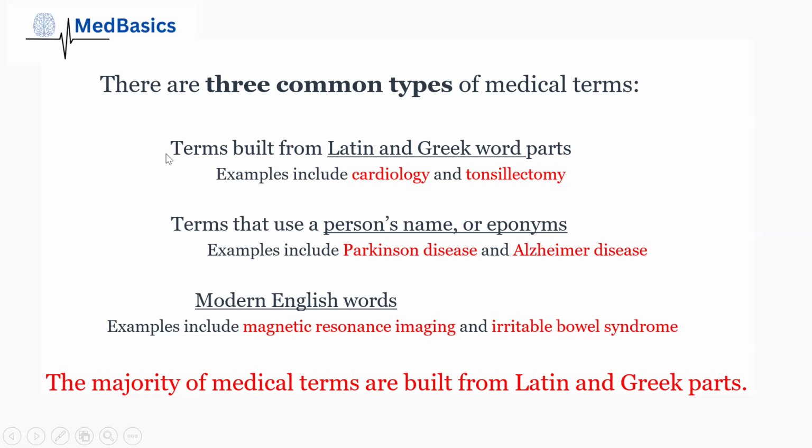So I hope now you have clarity on the different categories of medical terms: Latin, Greek, person names and eponyms, and modern English words. And please be mindful, the majority of medical terms are built from Latin or Greek words.